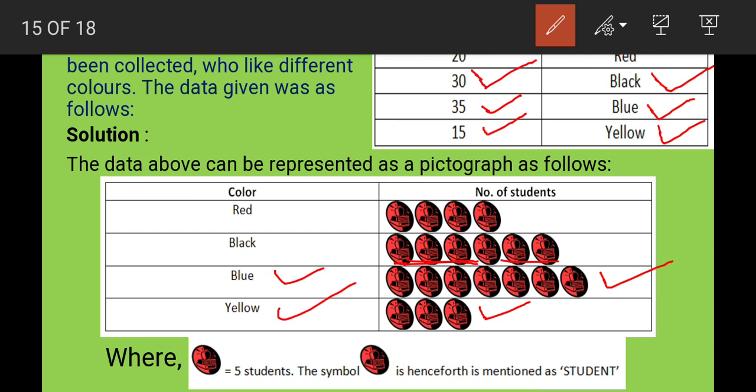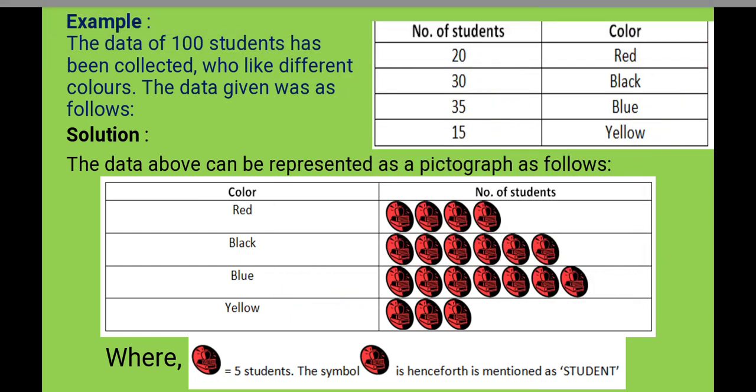In this way you have to draw the pictograph by using the given data. Just in place of numbers you have to draw the pictures. You have to represent the numbers in the form of pictures, so that we get the information from the pictograph also.